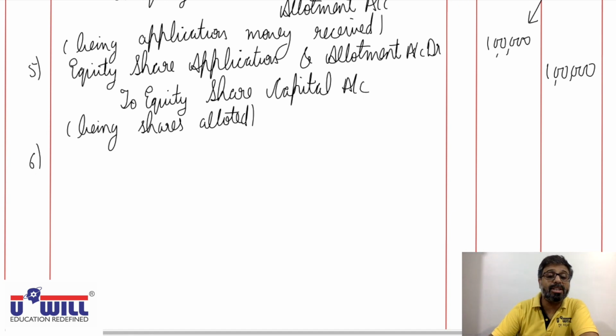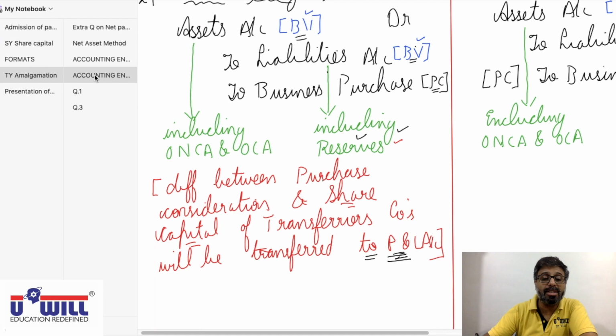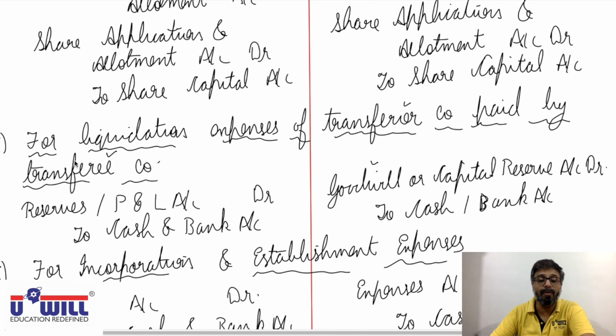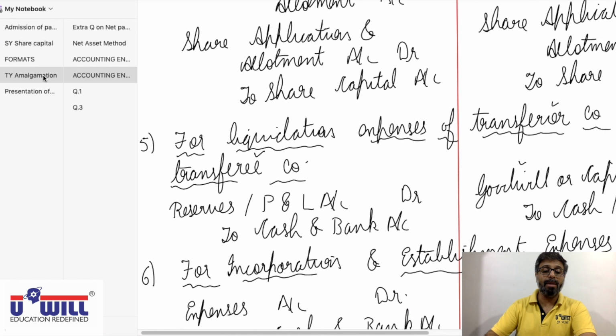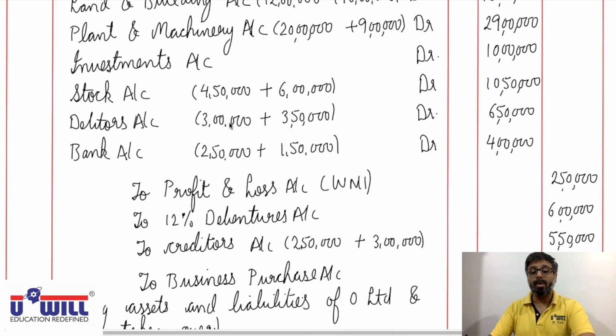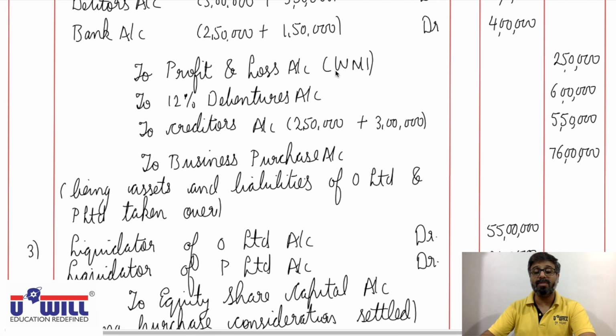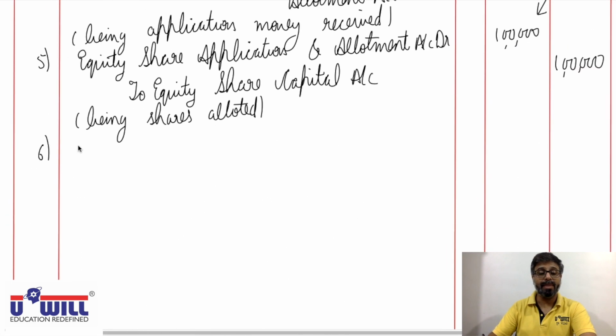Now, after issue of shares to the public, we had liquidation expenses entries. Okay, just to help you out, you all can see this. After issue of shares to the public for liquidation expenses of transferee company, transferor company paid by transferee company, reserves or P&L account debit to cash and bank. Here, what are the liquidation expenses? Third adjustment. 15,000 of O Limited plus 10,000 of P Limited, total 25,000 are paid by OP Limited. So what entry we will pass, since we have P&L account credit in the second entry, same profit and loss account we will debit.